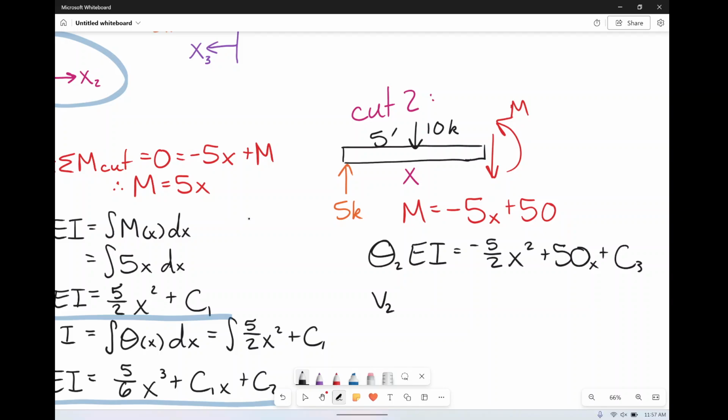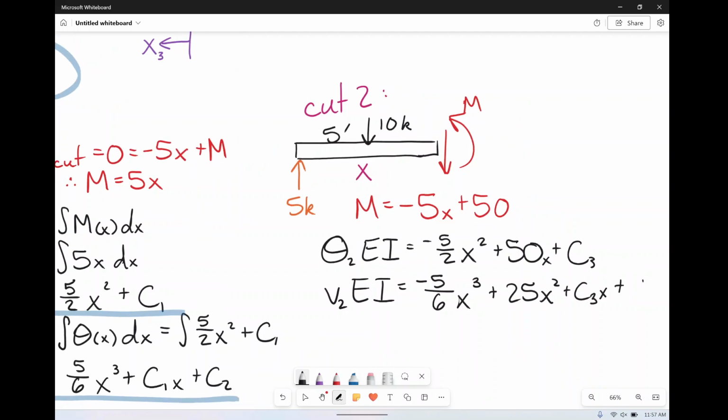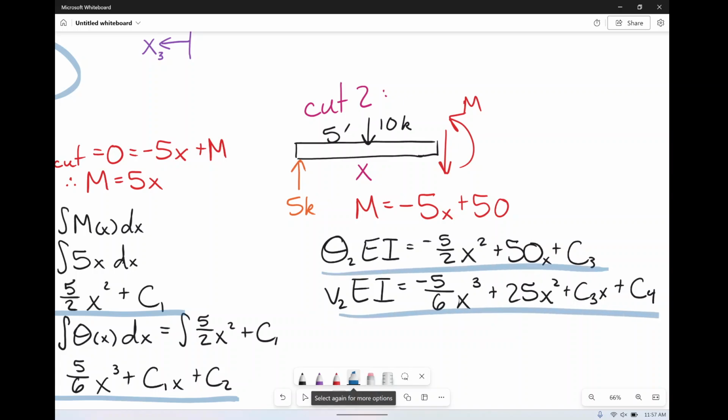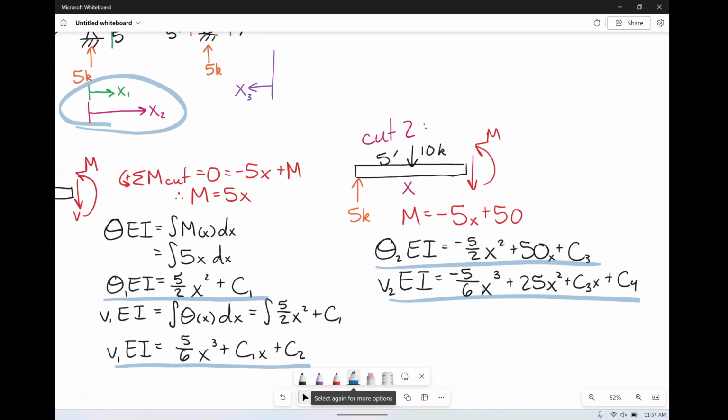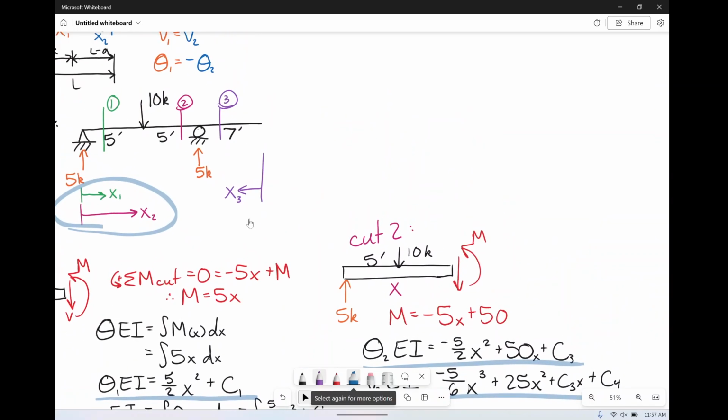Again, do the same thing. We're going to get deflection 2 times flexural rigidity. This is where I was getting the minus 5 divided by 6x cubed plus the 25x squared now, plus C3x plus C4. So again, nice, lovely equations. Now cut number 3 is going to be just ever so slightly different. So for cut number 3 here, my beam looks like this.